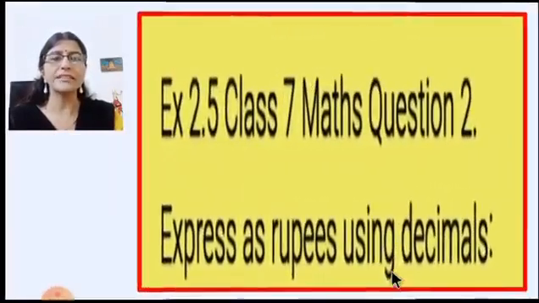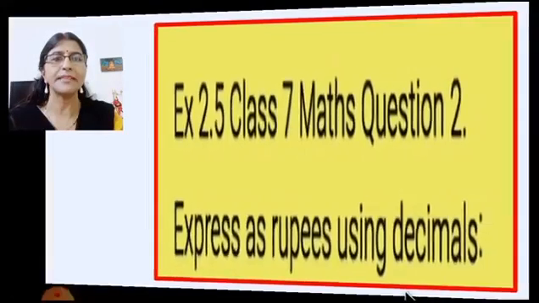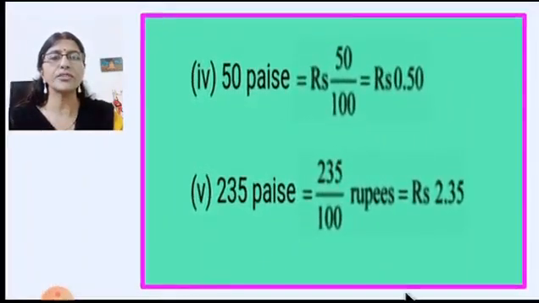Now next question, question number 2 of the same exercise 2.5. Express as rupees using decimals. Now there are two questions. Question number 4, 50 paise we have to convert into rupees, and the next one is 235 paise we have to convert into rupees. So some questions we have already done before. Now this we'll do again.